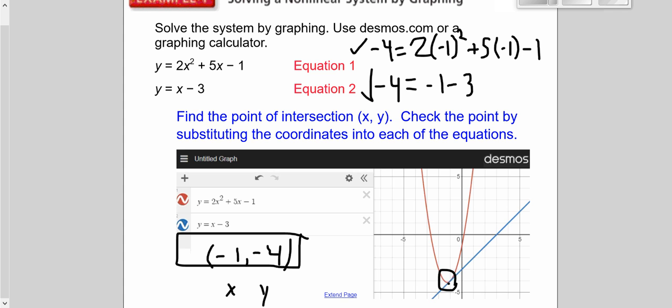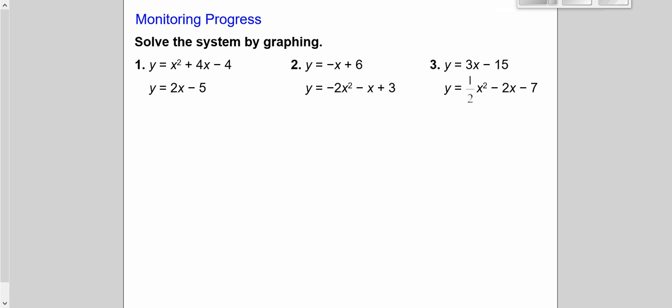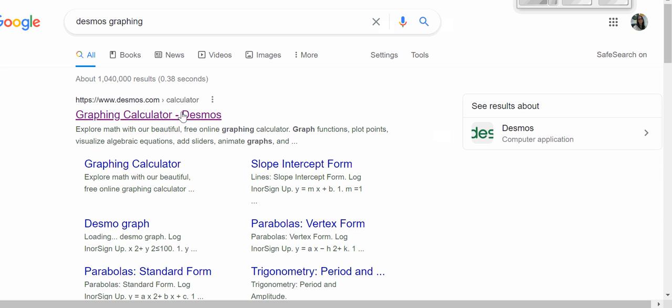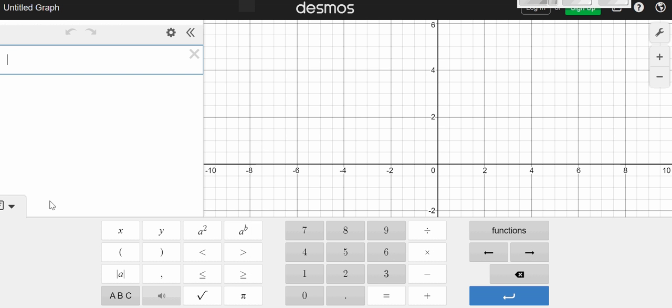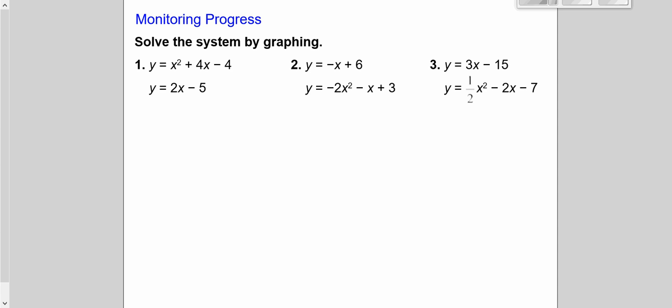Let's try some more. Make sure you open a tab to Desmos. Write down the two equations for problem number 1. Then we're going to have to graph them on Desmos. So when you're opening Desmos, you want the graphing calculator. You have a keyboard down at the bottom that you can open to type in your equations. Helps if you write down your equations.